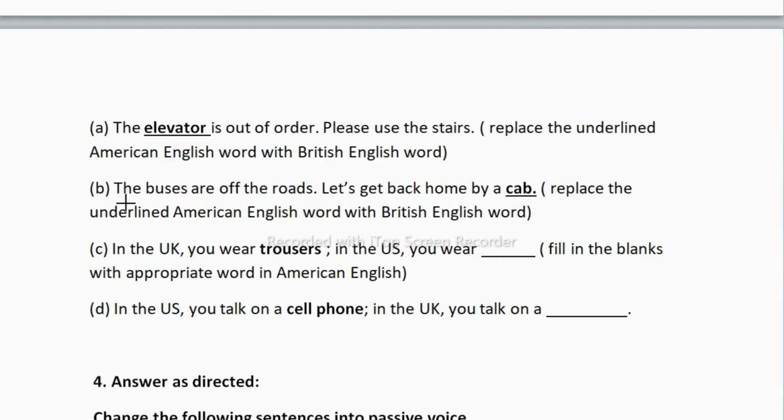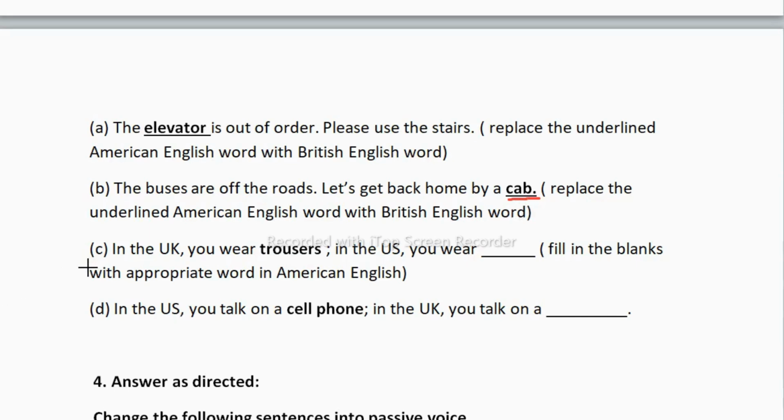Now in the second one, the buses are off the roads, let's get back home by a cab. Here again you have to replace the underlined American English word with the British English word. So here for this cab we have to replace with taxi. In British English they call a cab a taxi.